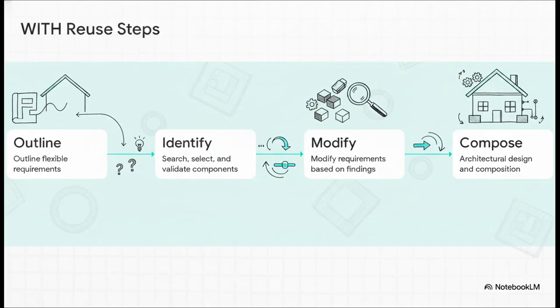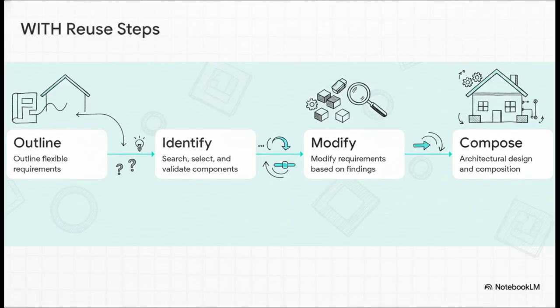So how do we actually go about building that house? There is a 4-step process. Step 1, outline your requirements. But, and this is absolutely critical, they must remain flexible. If you are too strict here, you will literally never find an existing component that perfectly fits.